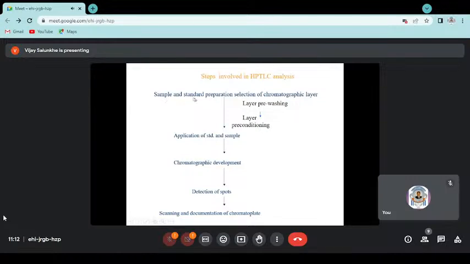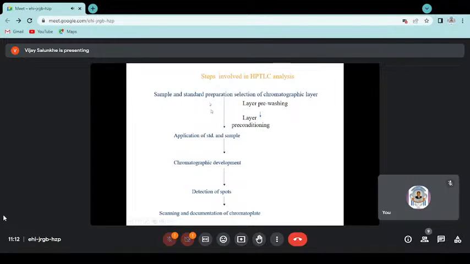Standard means the marker compounds, which are mainly active components and which are very stable. So this standard or marker compound should be there for HPTLC analysis, because we have to compare the standard data with the sample and then we can analyze. Therefore, sample and standard preparation and selection of the chromatographic layer.